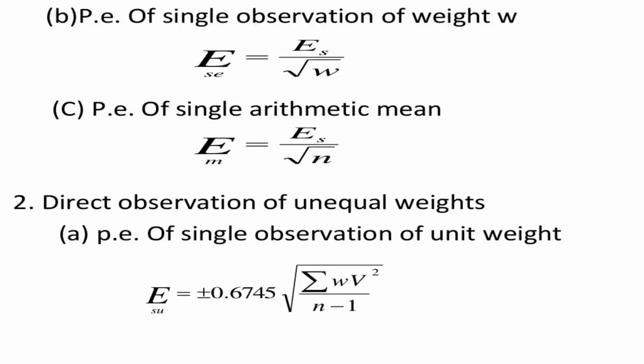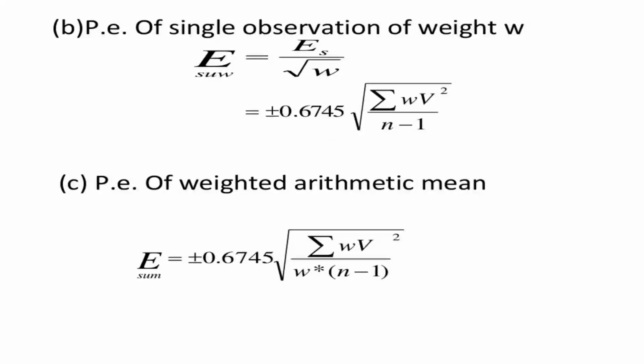Direct observation of unequal weights: the probable error of a single observation of unit weight is E base S equal to plus or minus 0.6745 root of summation of w v square divided by n minus 1. The probable error of a single observation of weight w is E base S divided by root of w, that means plus or minus 0.6745 root of summation of w v square divided by n minus 1, all divided by root of w. The probable error of the weighted arithmetic mean is equal to plus or minus 0.6745 root of summation of w v square divided by w into n minus 1.